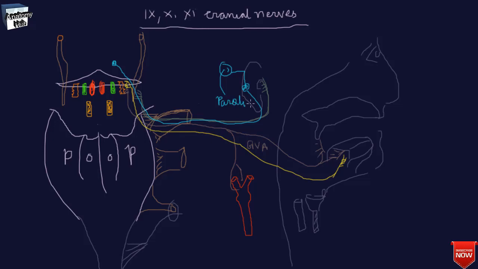Like that you will find the motor fibers that innervate the stylopharyngeus muscle of the pharynx, and that should be connected to the nucleus ambiguus. So these are the sensory, special sensory, the parasympathetic and the motor fibers that are connected to the brain stem through the 9th cranial nerve.